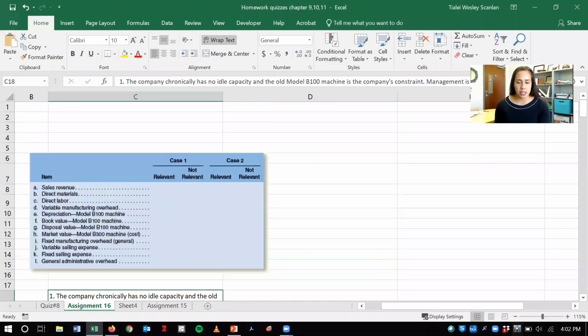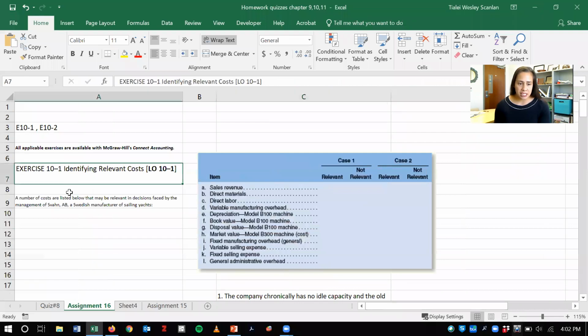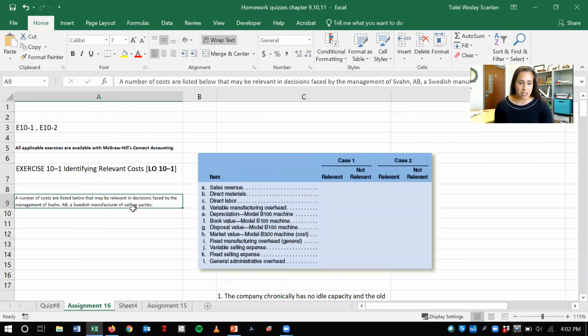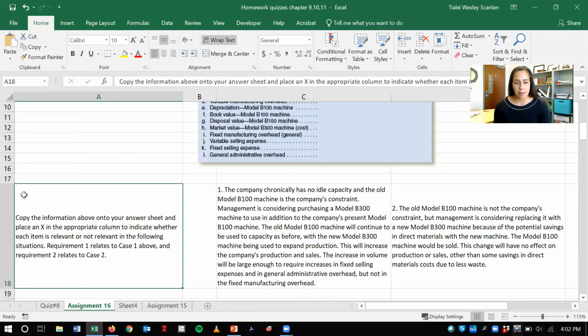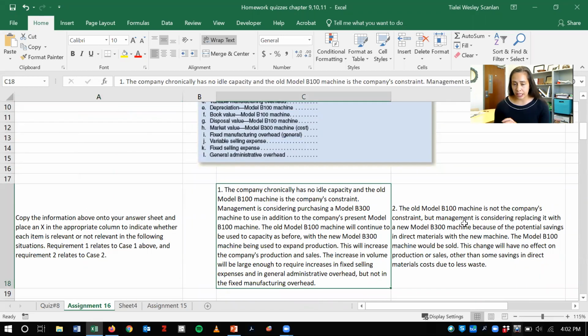So I'm going to do 10-1, and I'll go to the problem. Identifying relevant costs. A number of costs are listed below that may be relevant in a decision faced by management of Span, a Swedish Span AB, a Swedish manufacturer of sailing yachts. So copy the information, and then we're going to read case 1 and case 2. So let's focus on case 1.